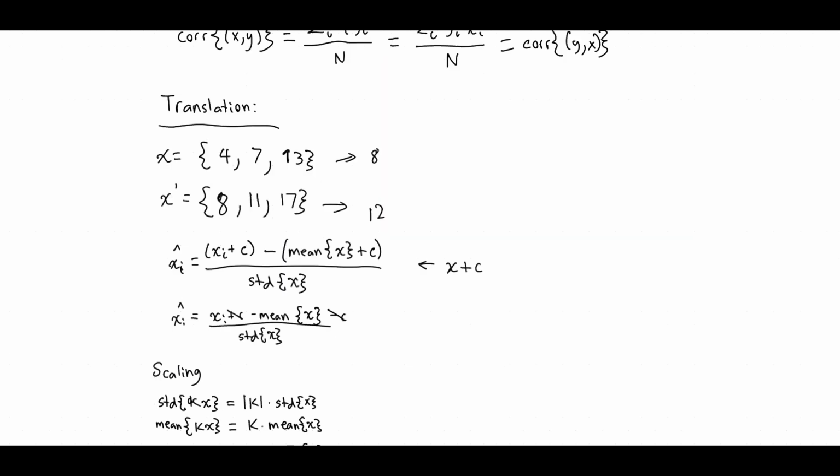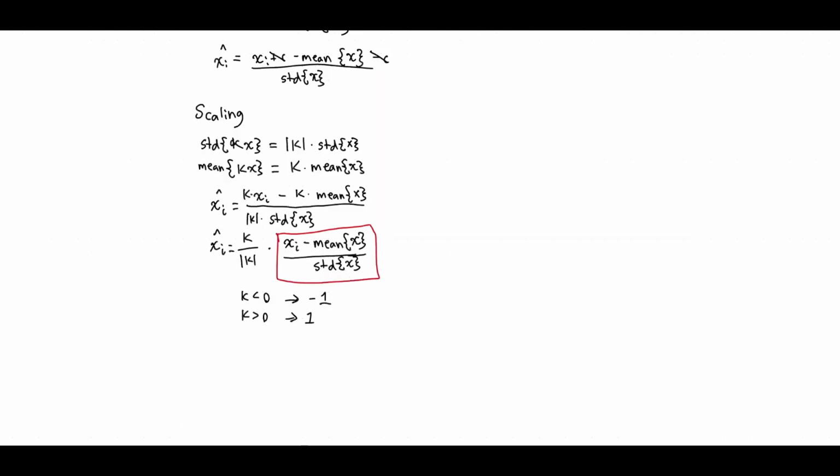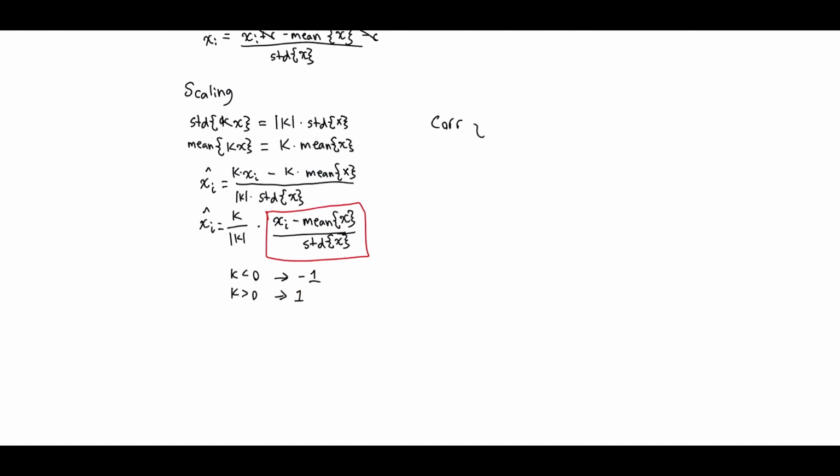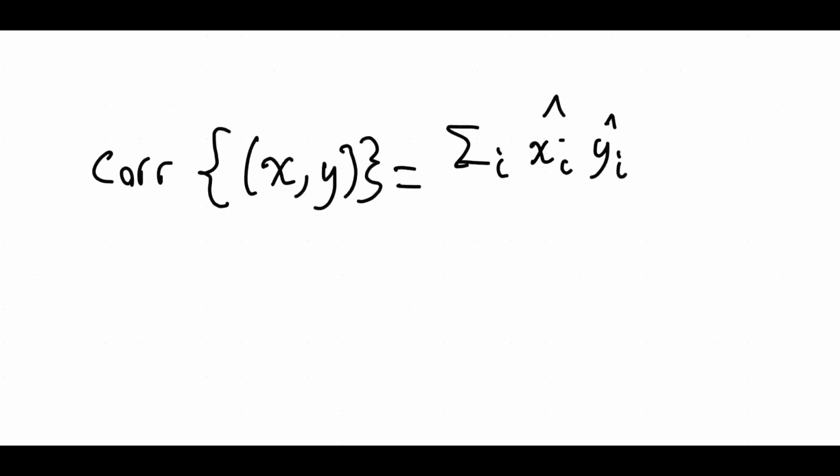And we can show that here as well. The correlation coefficient of x, y is equal to the sum over all i of x sub i hat, y sub i hat, and that's all going to be divided by n.